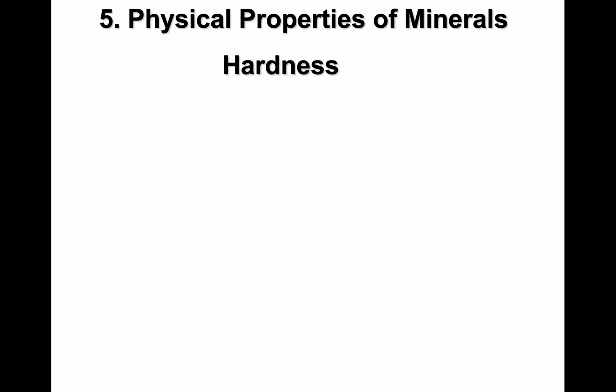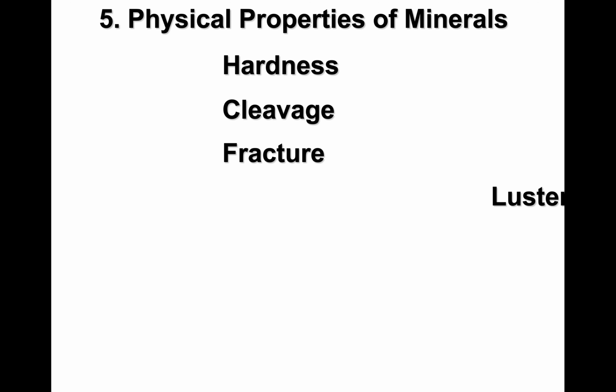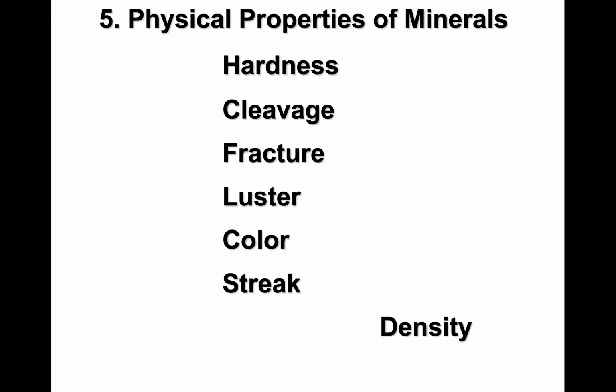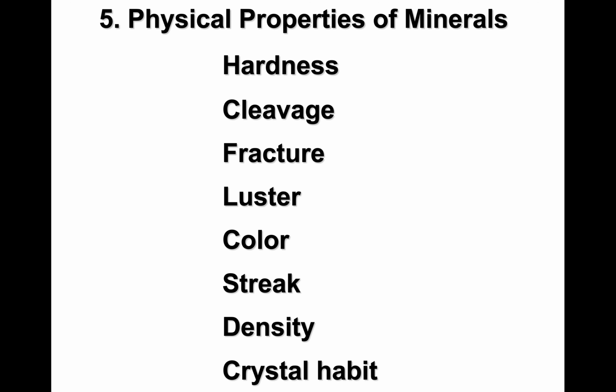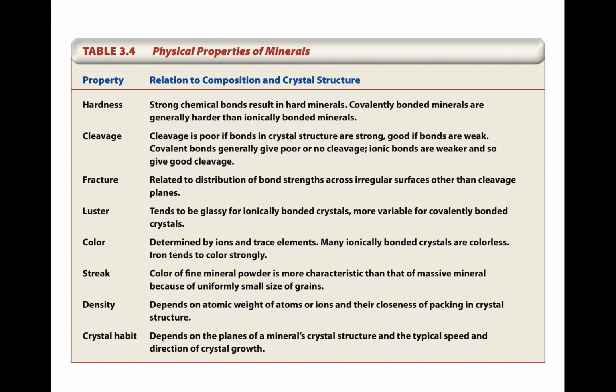First, we have the hardness. Second, we have the cleavage. Third, we have the fracture. Fourth, we have the luster. Fifth, we have the color. Then we have the streak, and we have the density. And finally the crystal habit. So and here table 3.4 we have something more in detail regarding the physical properties of minerals.